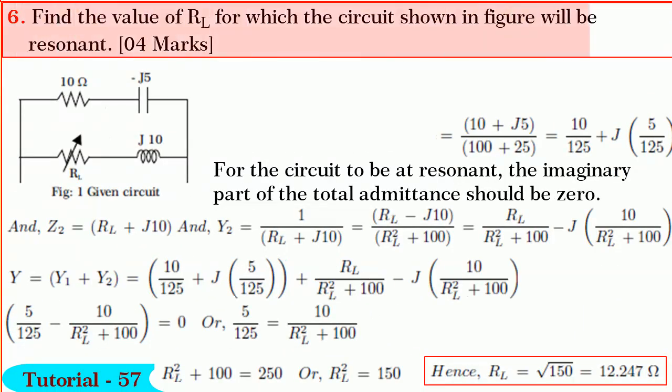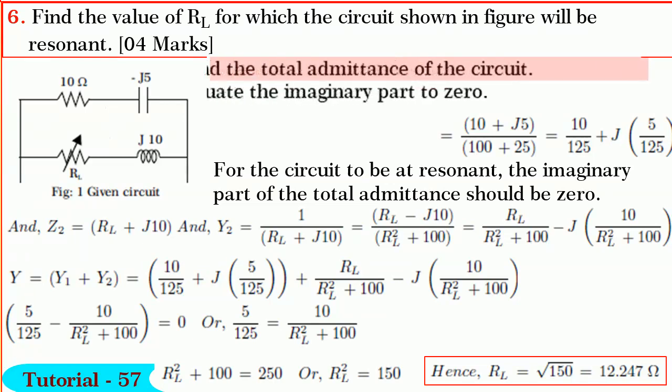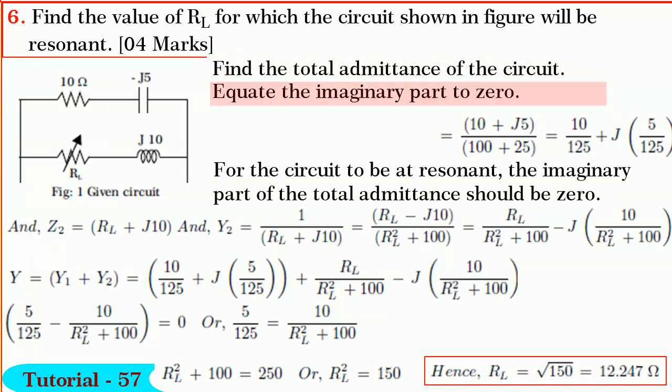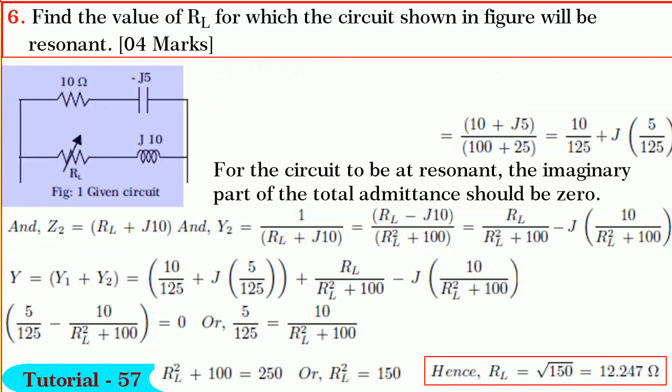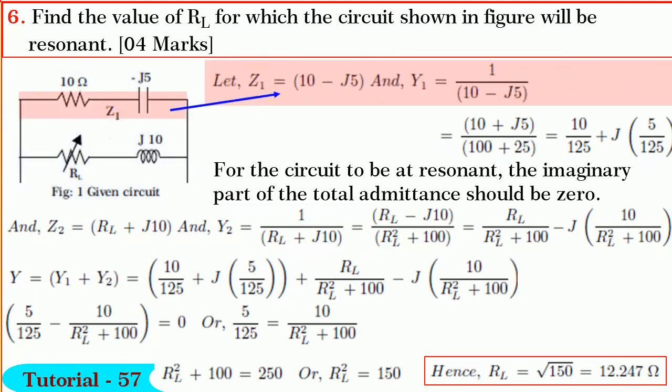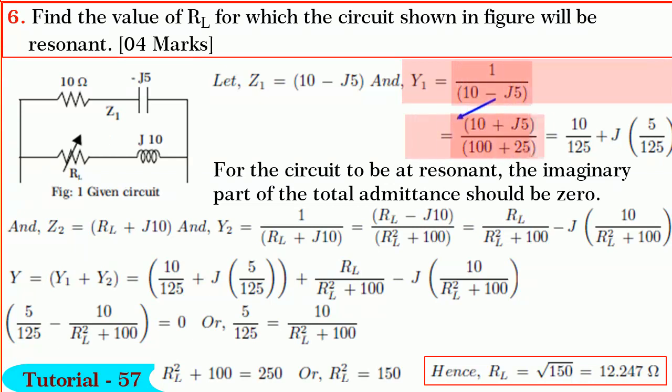Friends, next we shall solve sixth question. In this question, we are required to find the value of RL for which the circuit shown in figure will be resonant. The strategy will be find the total admittance of the circuit and equate the imaginary part to 0. Observe the given network. Let Z1 is equal to 10 minus j5, then Y1 is equal to 1 divided by 10 minus j5. By rationalizing, we get Y1 is equal to 10 divided by 125 plus j5 divided by 125.